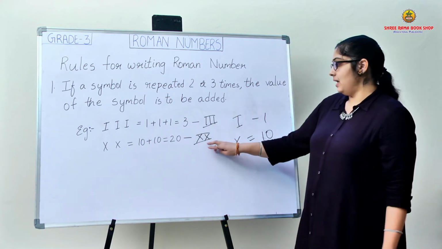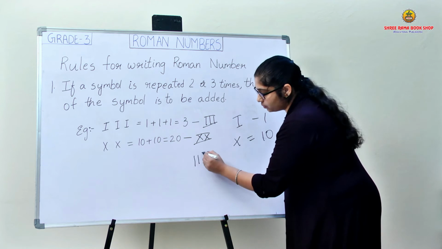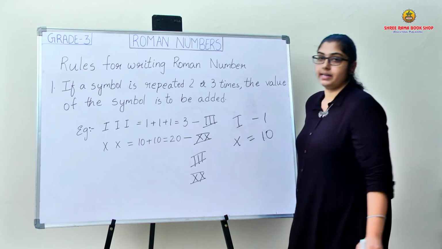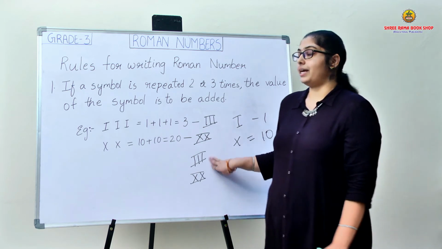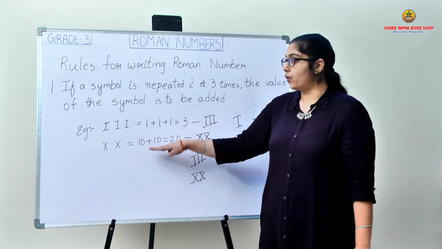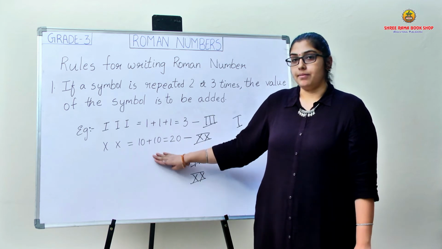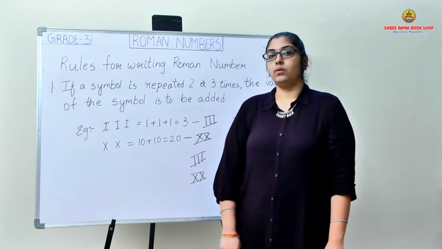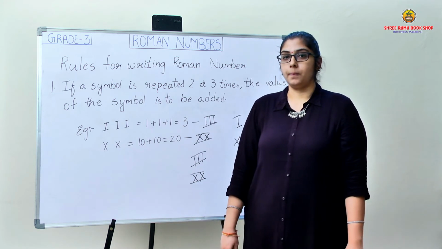So I always write these symbols put together to get the numbers. Okay, this is how we write Roman numbers and how we form Roman numbers by adding. Now we will go to rule number 2.